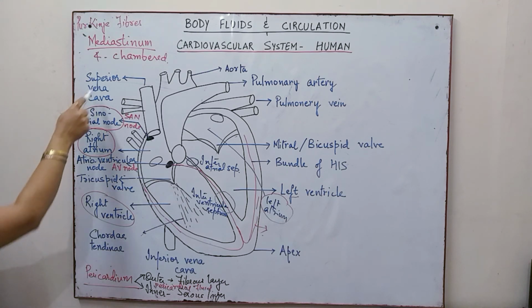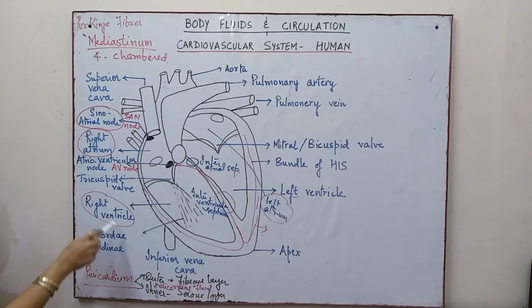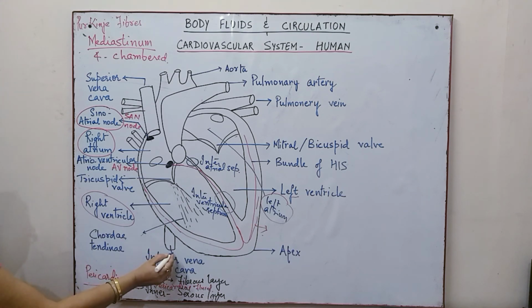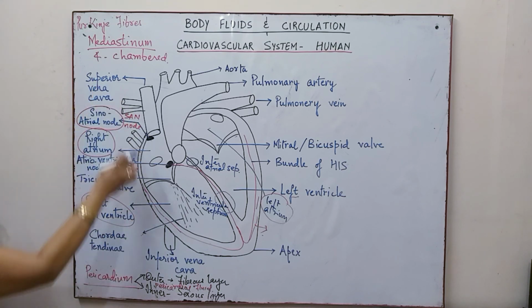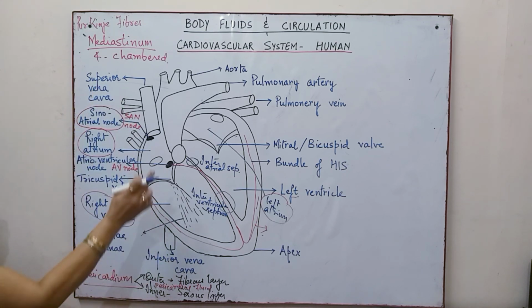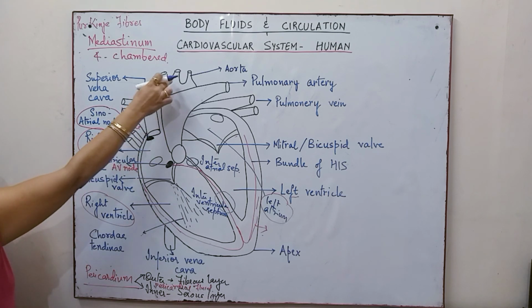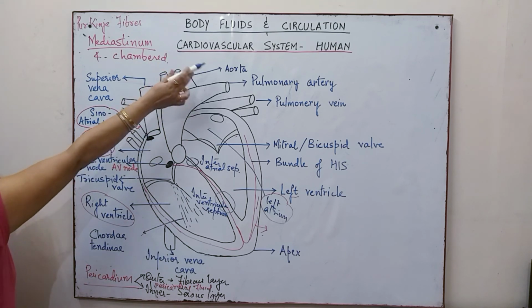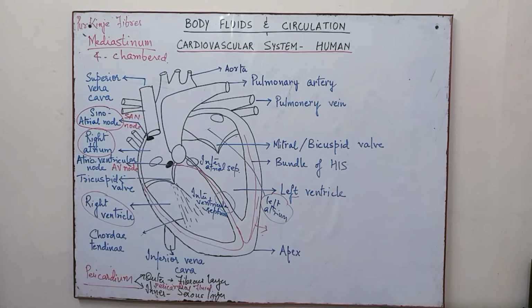Now over here you can see the superior vena cava and the inferior vena cava, which are responsible for bringing the blood from the upper and the lower part of the body. This is the deoxygenated blood which is being brought by the superior vena cava and the inferior vena cava, whereas the pure blood is sent to different parts of the body through the aorta.